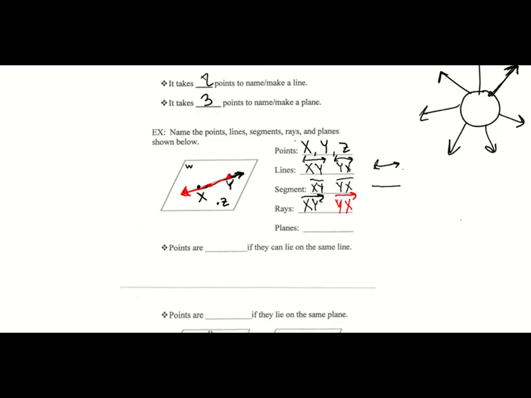Okay, and then our planes, we have one plane in this figure, but we could label that plane as plane, and we need 3 points to make a plane, so it would be plane X, Y, Z. And again, you can put those letters in any order, it doesn't have to be X, Y, Z. Or it could be plane W. Use that lowercase letter in the upper corner to name our plane. Okay?